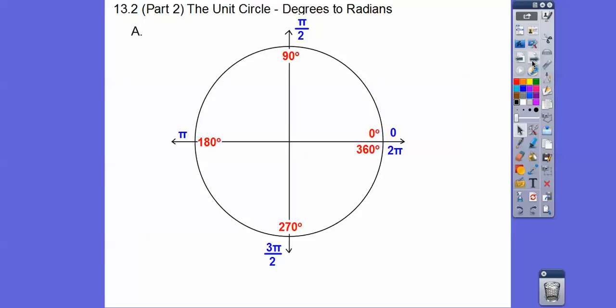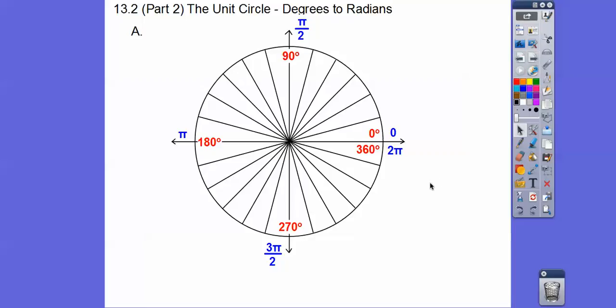Remember from the last lesson, the degrees are on the inside, so 0 degrees all the way to 360 right here. And then radians are on the outside, so 0 to 2 pi right there. What I'm going to do is cut this circle up into 24 equal pieces.